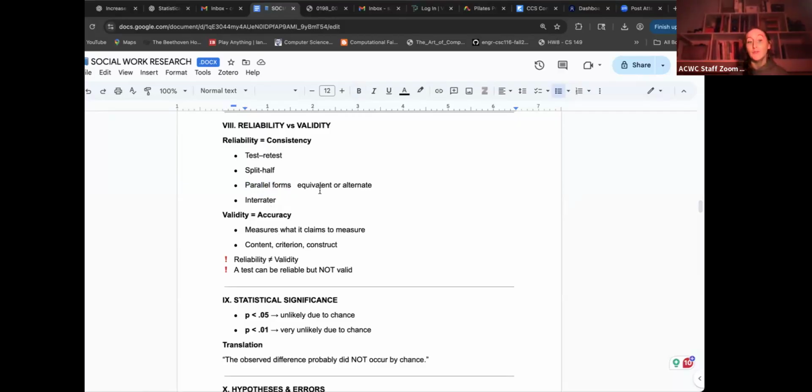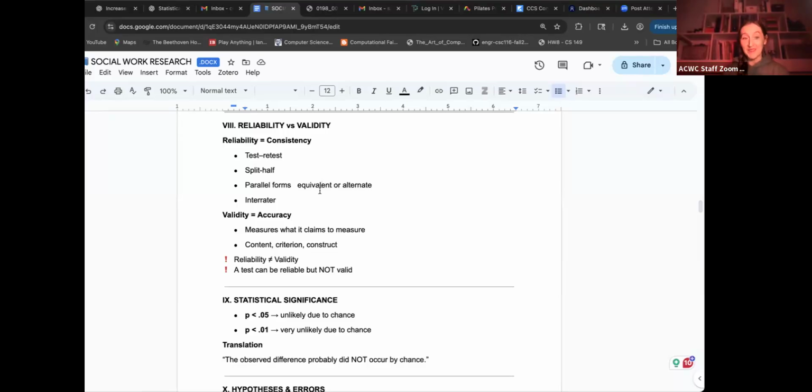And then for the split half, again, it's just how it sounds. You take the test and you split it in half. A lot of times what they'll do is they'll split it based on even number questions and odd number questions, for example. They'll take all the even number questions and check all those out to see if they're reliable. And then they'll take all the odd number questions and see, is it reliable?